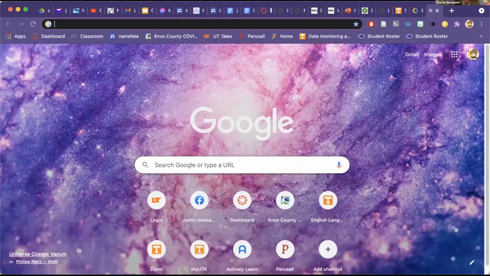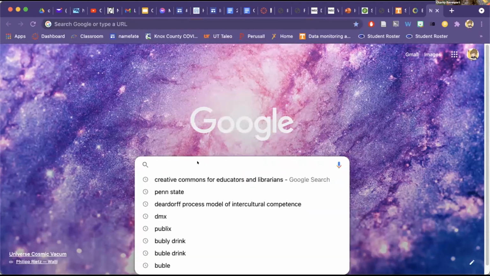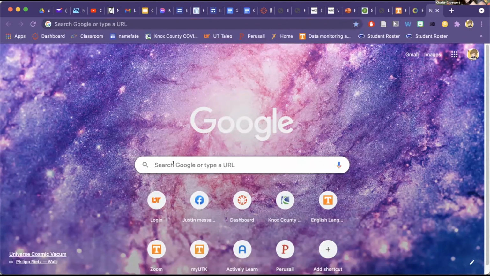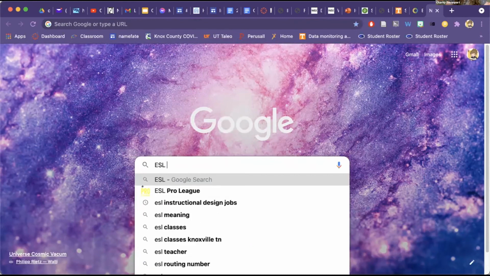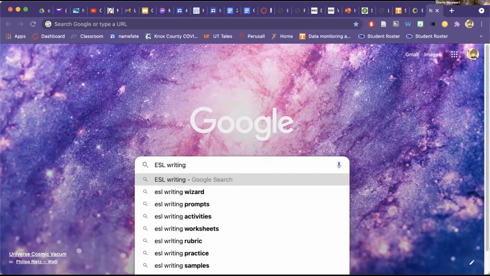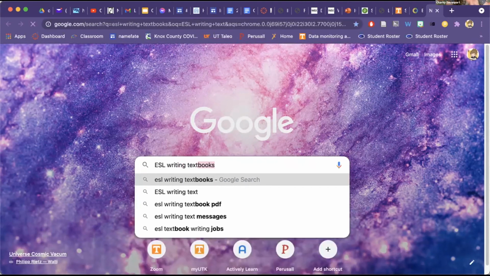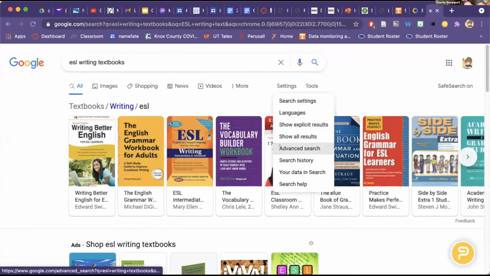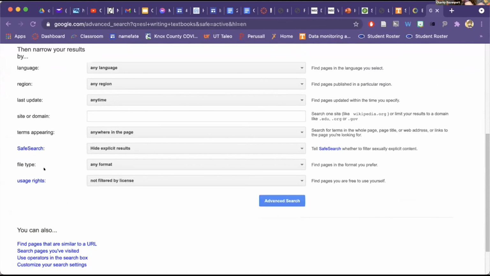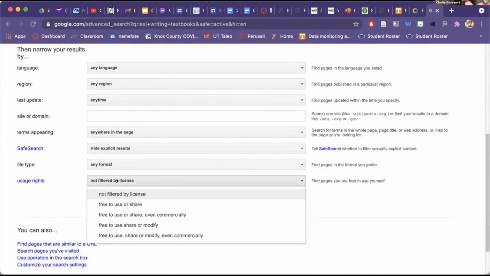Okay. All right. Can everybody see my screen? Beautiful. So a few weeks ago, I was trying to find an ESL writing textbook or something. So I go to the search, then I go to settings, advanced search, and all the way at the bottom, usage rights. Sometimes it shows Creative Commons and sometimes it shows this, but it's basically talking about the Creative Commons licenses.